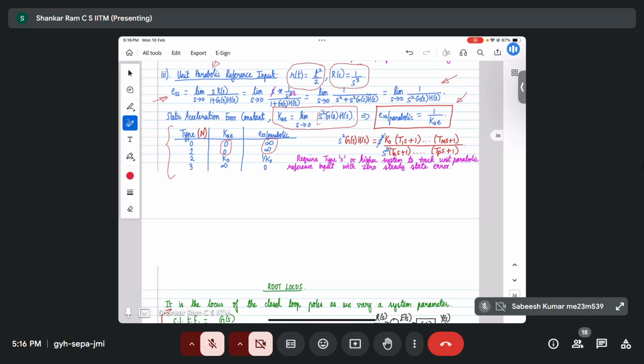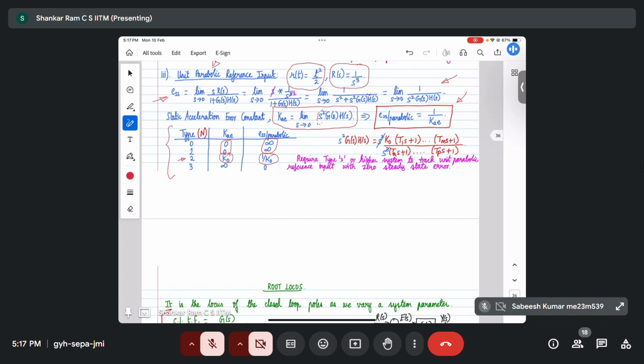However, if you go to a type 2 system, K_a becomes equal to K naught. Why? Because 1 by s squared will cancel off with s squared in the numerator for a type 2 system, and consequently the steady state error to a parabolic input will become 1 by K naught. Same interpretation: if you and I want lower steady state tracking error with a parabolic input, we want to increase the open loop gain. So we need a type 2 system and high values of open loop gain to reduce the steady state error while we track a parabolic reference.